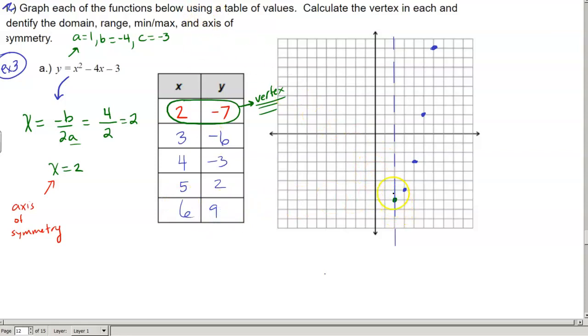We have half of the parabola right now. Okay, so if I graph this, I could sketch this part right here, and that's half of the parabola.